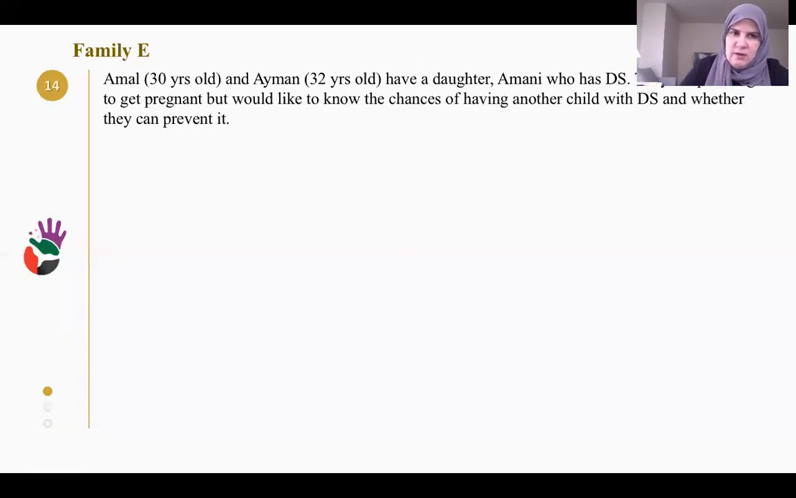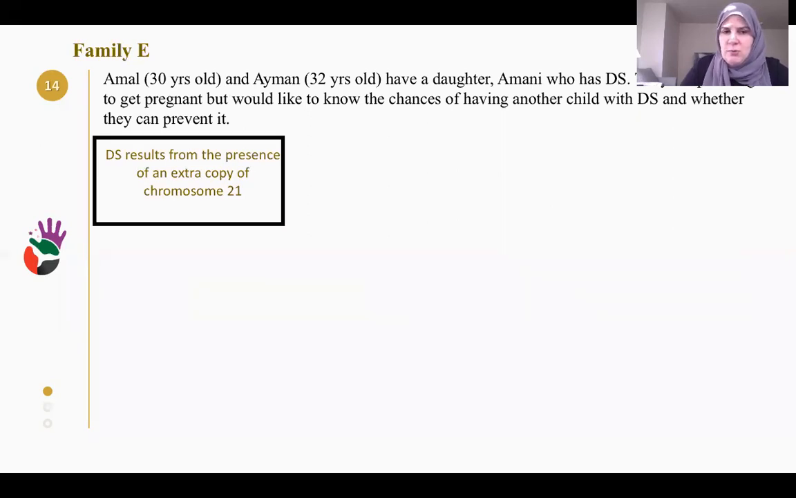Okay, my final family is this couple, Amal and Ayman, who have a daughter with Down syndrome. Her name is Amani. These are not real names. Now they want to get pregnant again, and they want to know the chances of having another child with Down syndrome and whether they can prevent this or not.